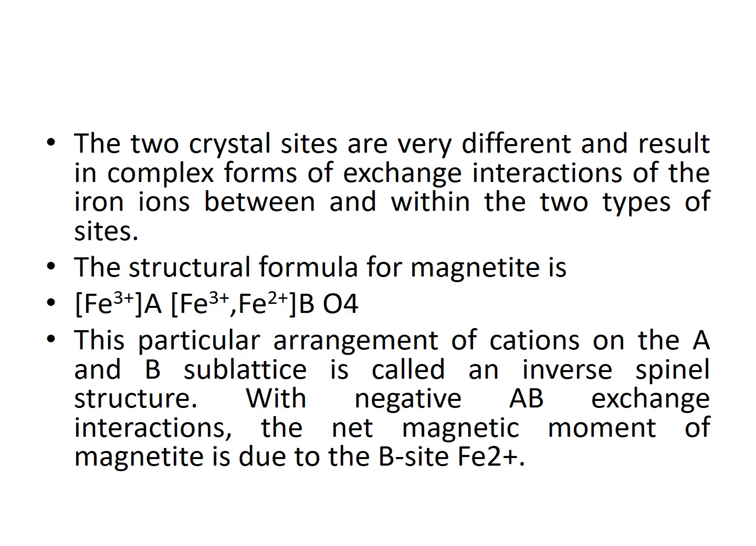This particular arrangement of cations on the A and B sublattices is called an inverse spinel structure. With negative AB exchange interactions, the net magnetic moment of magnetite is due to the B side, due to the Fe2+ ion.